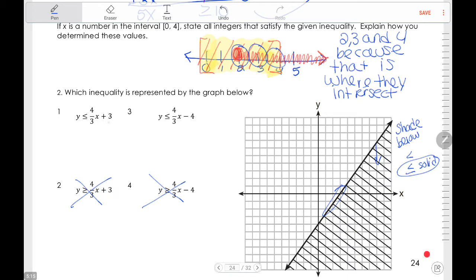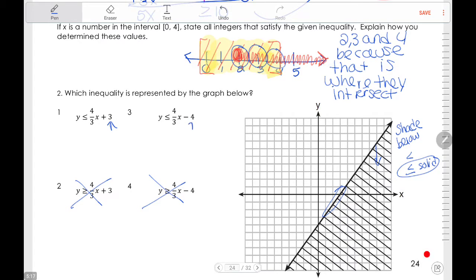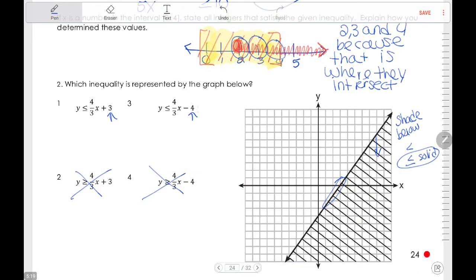And if you look at the y-intercepts, this one has a y-intercept of -4, and this one has a y-intercept of 3. And the y-intercept for this graph is -4, so it must be choice 3.